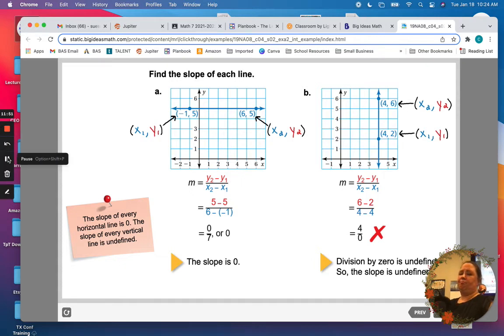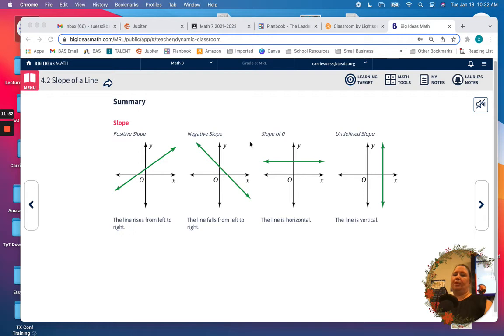Okay, this is your summary you should write in your journals. We have gone over this a little bit. So, if the slope is rising from left to right, what kind of slope is it? Positive. If it is falling from left to right, it's negative. If it's a horizontal line, what's my slope? 0. If it's a vertical line, my slope is undefined. Very good.